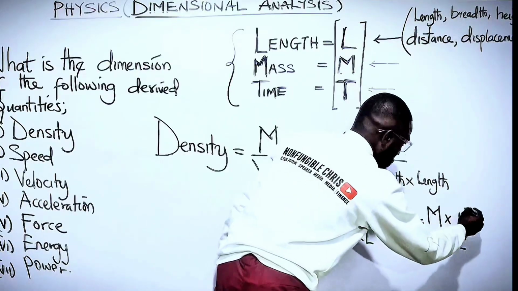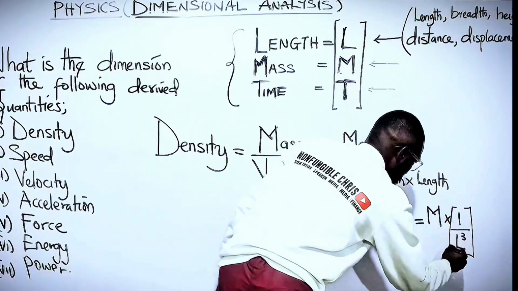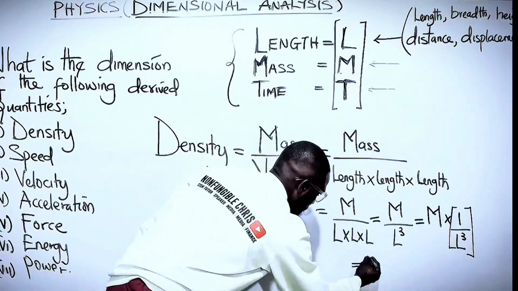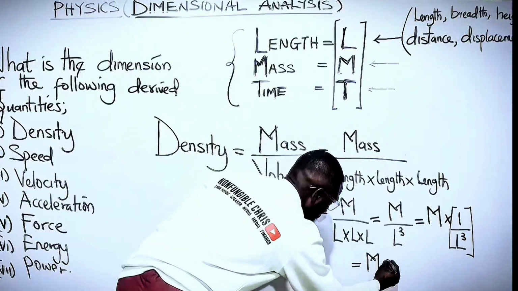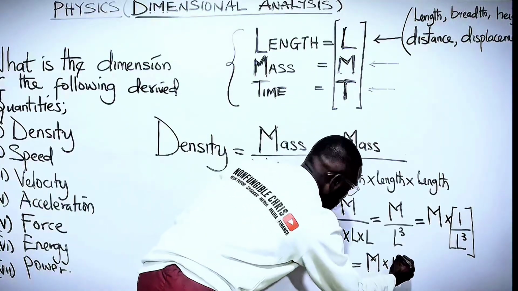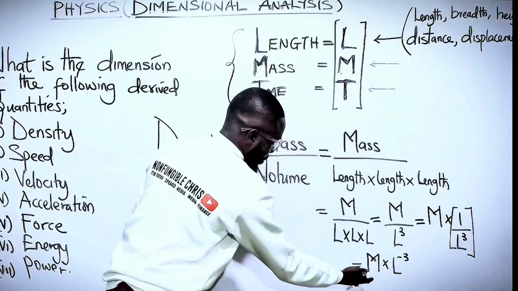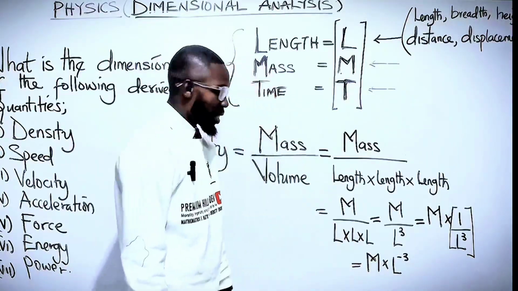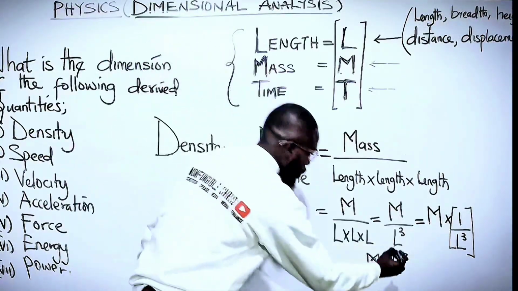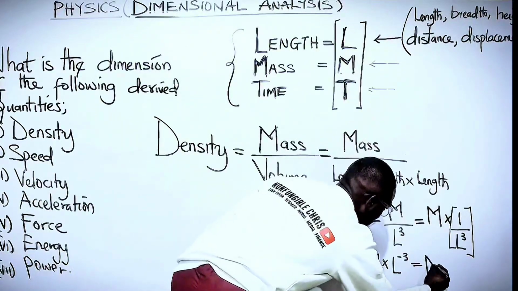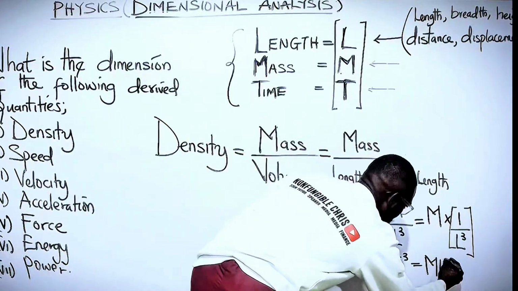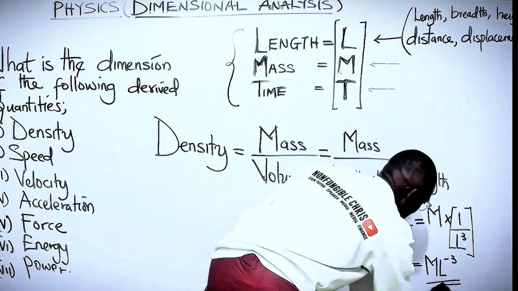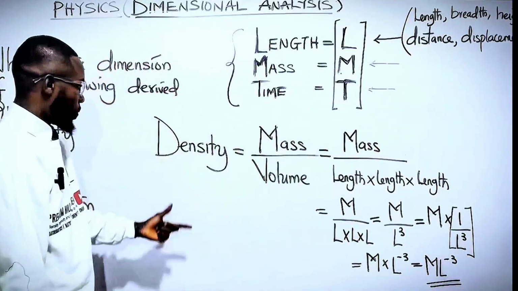Now, this 1 over L cube, if we take it in our index form, it's simply going to be m times L raised to power what? Minus 3. That's what we're going to have. If you understand indices very well, we're going to have m times L raised to power minus 3. In doing that, we're going to have mL raised to the power of minus 3. That's the answer for dimension of density.